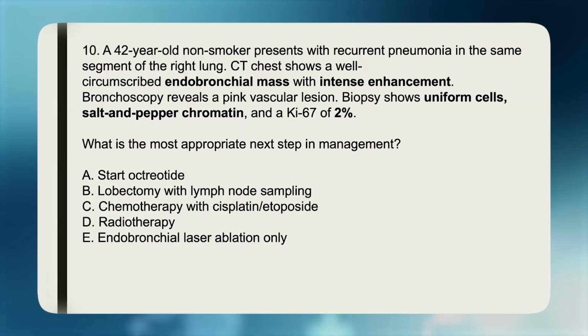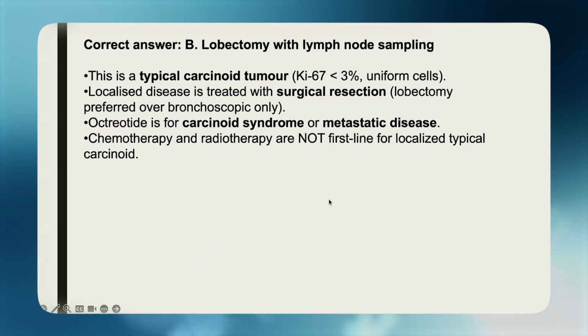It is a well circumscribed lesion, easily removed with a lobectomy. Again, chemotherapy, cisplatin etoposide, goes towards squamous cell treatment. Radiotherapy for small cell. Endobronchial laser ablation, no. If bleeding or something, maybe it will worsen it. We will never do endobronchial ablation for carcinoid tumor. So the option is lobectomy with lymph node sampling.